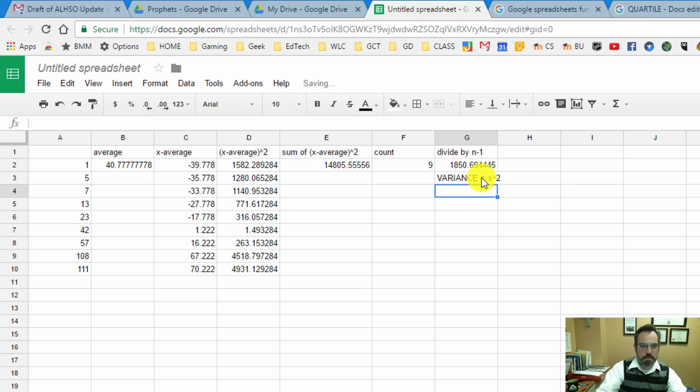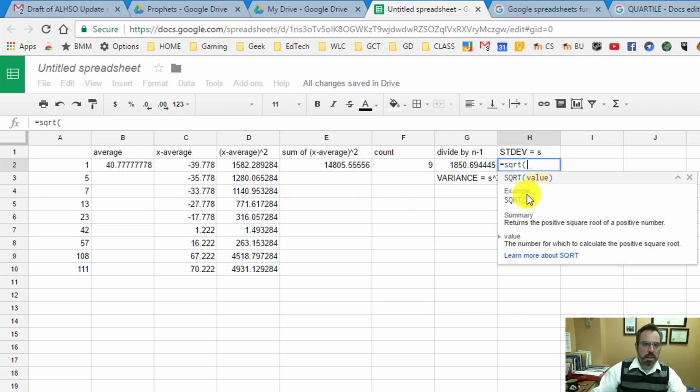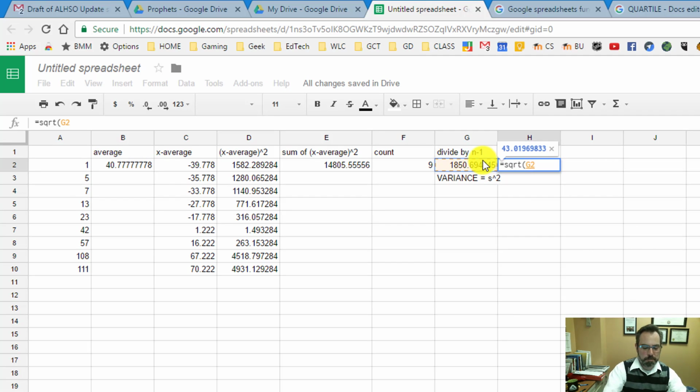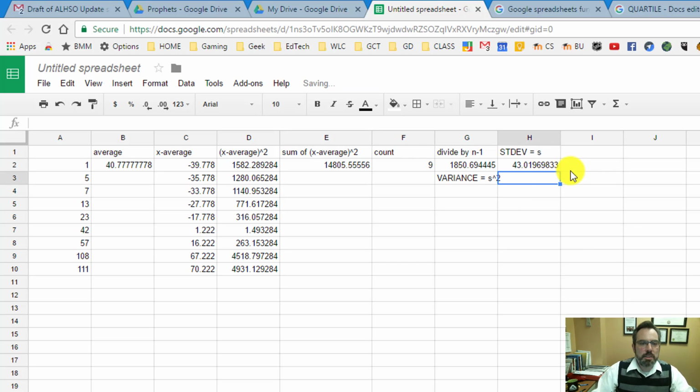So what I just found right here was the variance, which a lot of times we write as s squared. Now I'm going to find the standard deviation, which is usually just s. To do that, I simply take the square root of this number. So the standard deviation is 43.02 if I rounded that off.